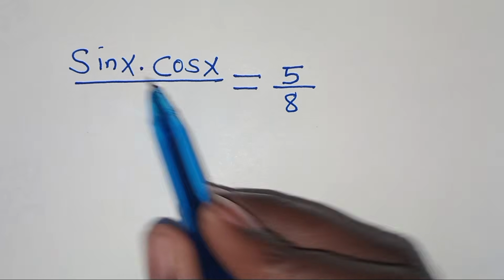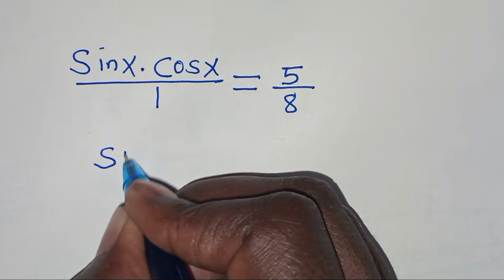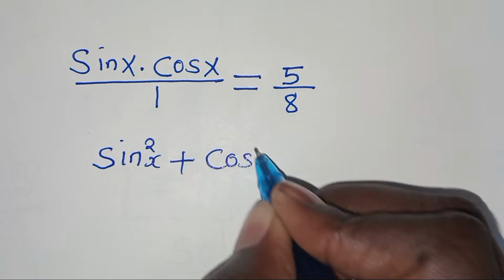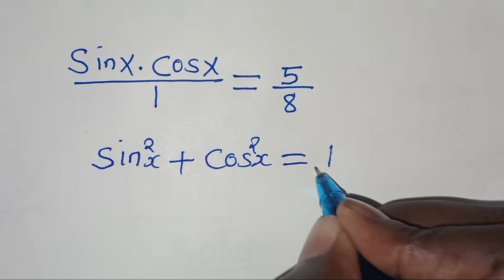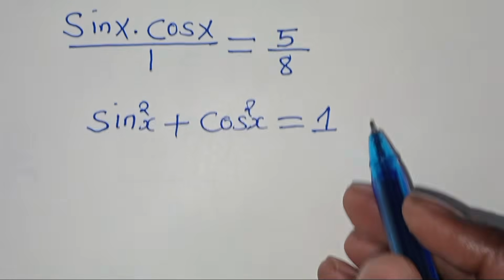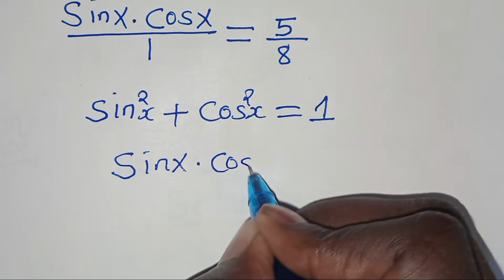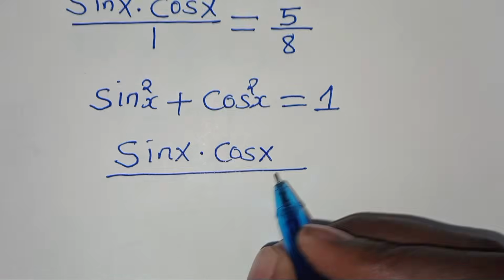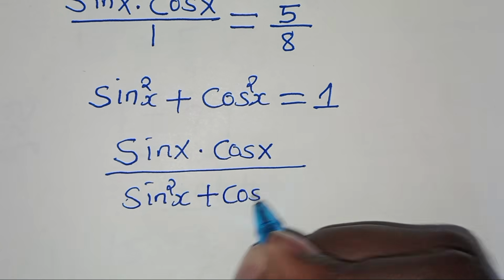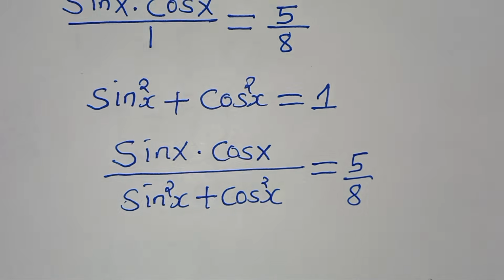Now here we have sin x times cos x over 1. We have from trigonometry identity that sin squared x plus cos squared x is equal to 1. So we can substitute this 1 with sin squared x plus cos squared x, so that in the denominator we have sin x multiplied by cos x divided by sin squared x plus cos squared x, equal to 5 over 8.